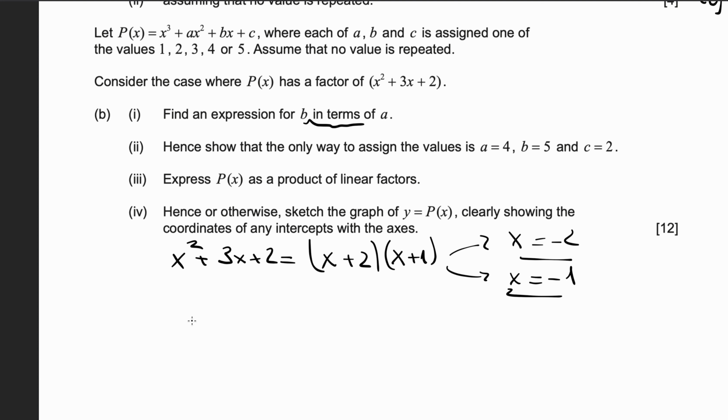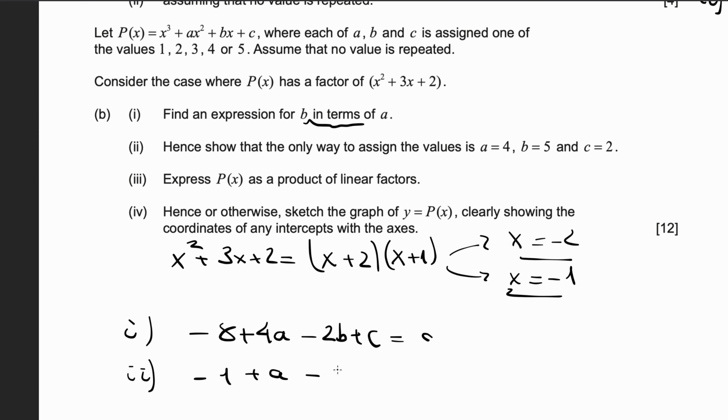So -2 cubed is -8 plus 4a minus 2b plus c. This is your first equation, which is of course equal to 0. Now for your second equation, we'll substitute in x equal to -1, and so it will be -1 plus a minus b plus c equal to 0.